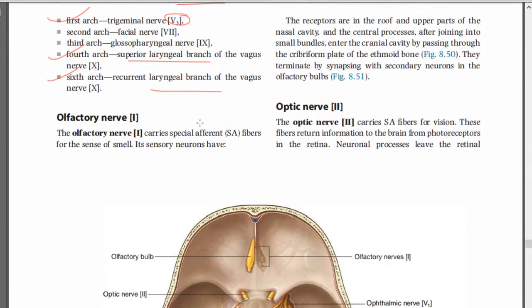That's not important. Olfactory nerve carries special afferent fibers from the sense of smell.